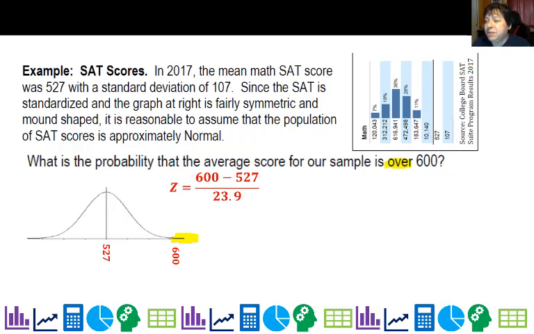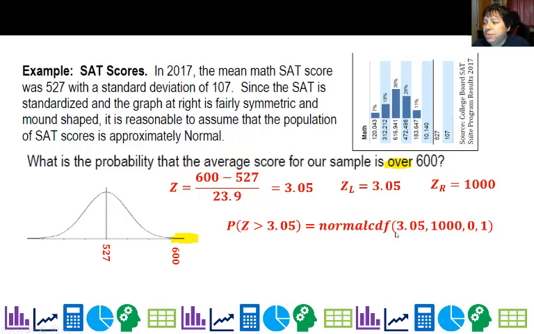Let's go ahead and figure out the z-score. 600 minus 527. Notice I'm using a different standard deviation. Why? Because I'm looking at the average of samples, not an individual. And I get a standard deviation of 3.05. So the left boundary for this area is 3.05 on z-scores, and the right boundary is 1,000. So I'm going to do normal CDF 3.05 to 1,000, 0, 1. And I get 0.0011, so less than 1%, 0.11%, very low.